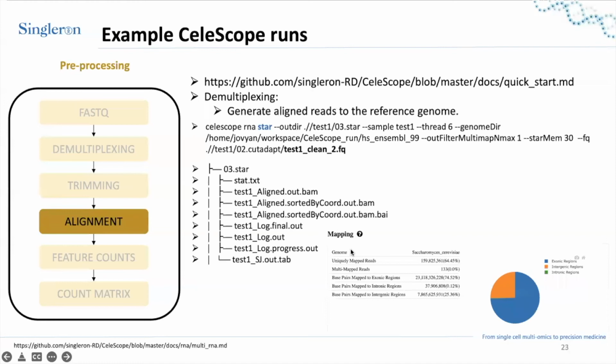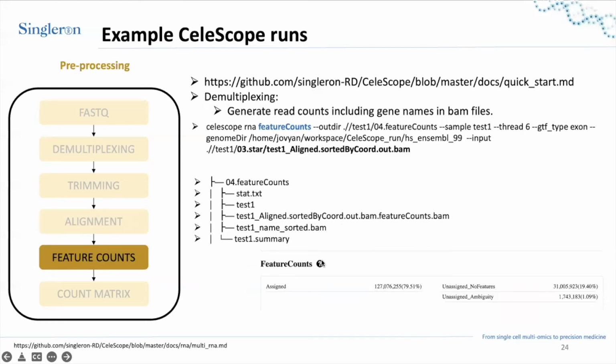And then the next step again is the alignment. Here we can see it uses the STAR aligner, and it will report the initial BAM files without the mapping to genes. So it will only tell us the genomic location of the mapping of each of the reads, and it tells us how many of these reads are uniquely mapped, and how many of them are mapped to exonic, intronic, or intergenic regions.